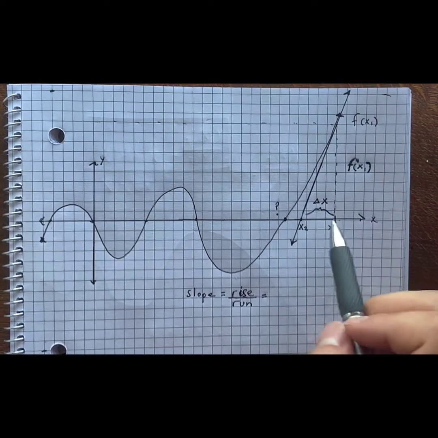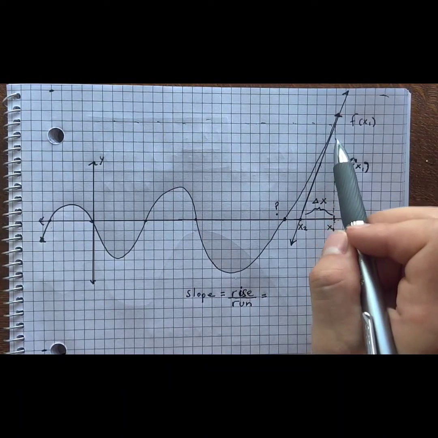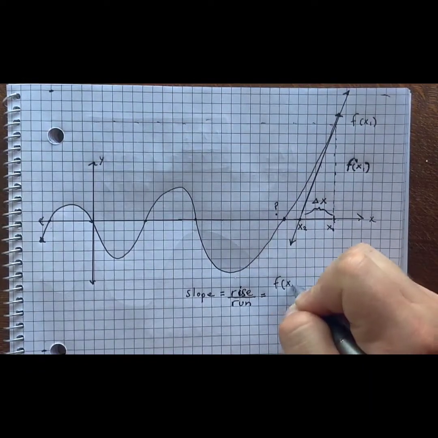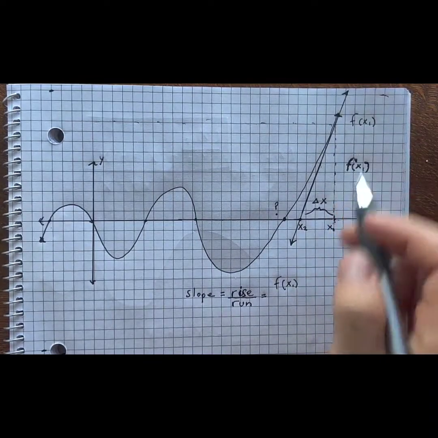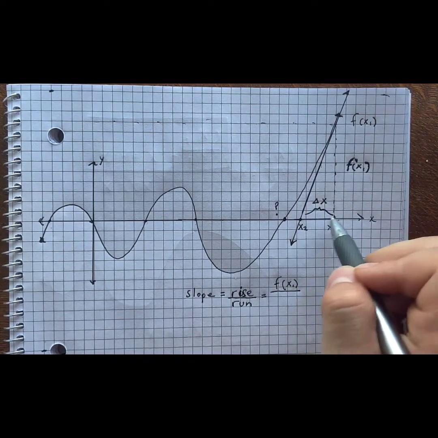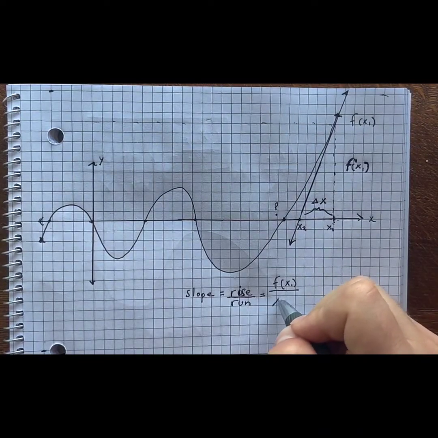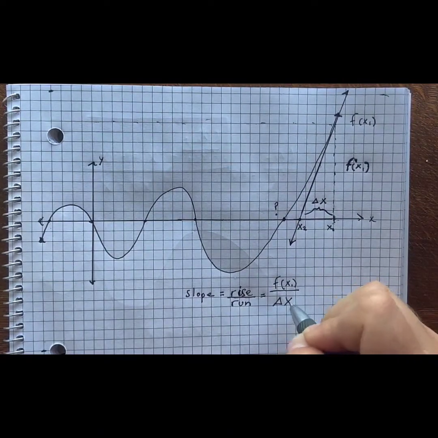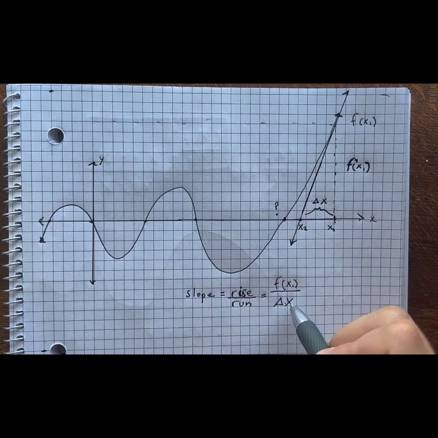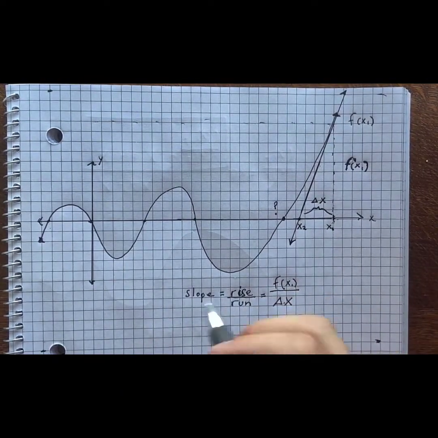Well, let's look at our graph. At this point, rise is going to be equal to our height, f of x sub 1, our function evaluated at our guess. What's the run? The run is going to be this change in x. If we do some cross multiplication, we can bring the slope down to the denominator and bring the change in x across.